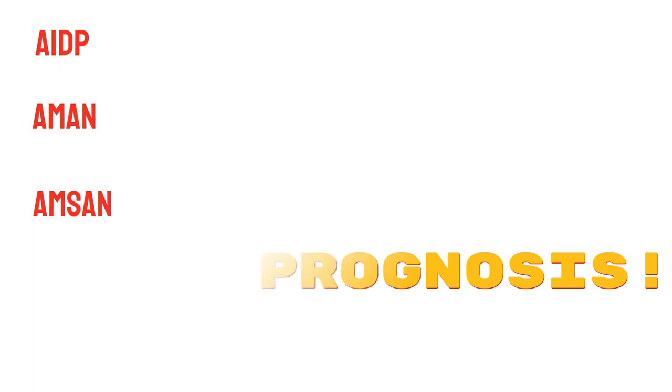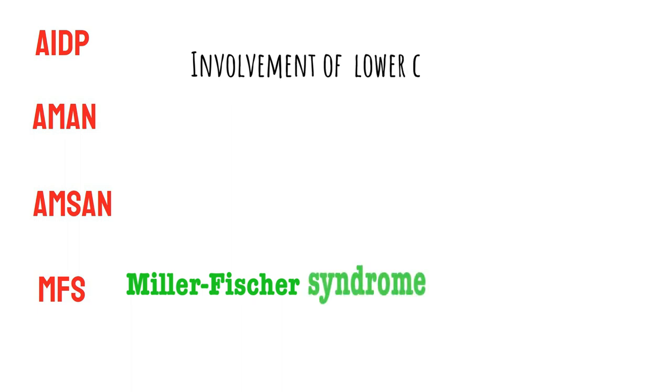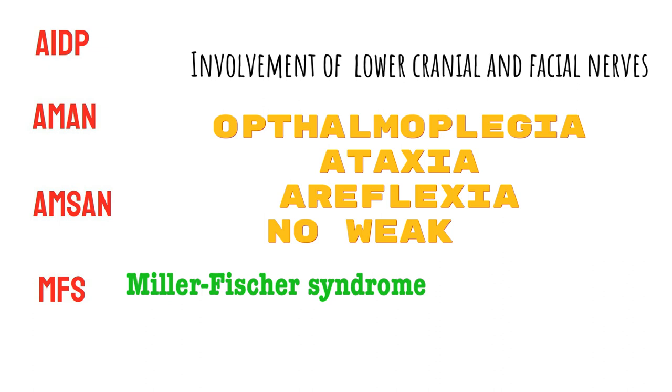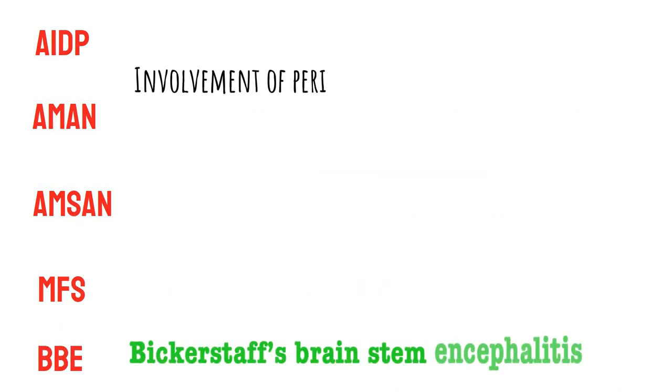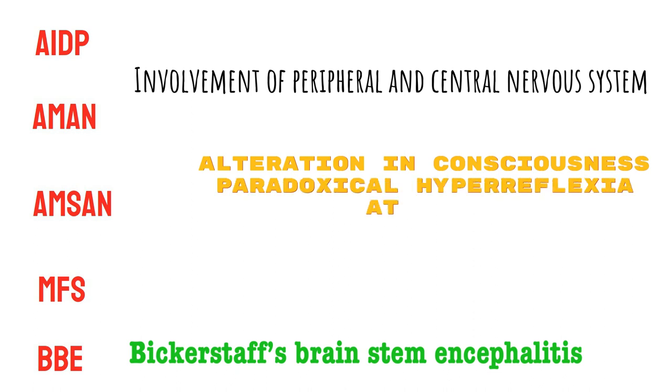Another variant of Guillain-Barre syndrome is Miller-Fisher syndrome, that is MFS, and this presents with ophthalmoplegia. This is the first presenting symptom, with ataxia and areflexia, but without any weakness. And finally, Bickerstaff's brainstem encephalitis, that is BBE, and this is a variant of Miller-Fisher syndrome, and it's characterized by alteration in consciousness, paradoxical hyperreflexia, ataxia, and ophthalmoparesis.